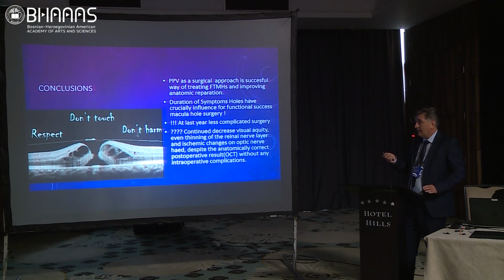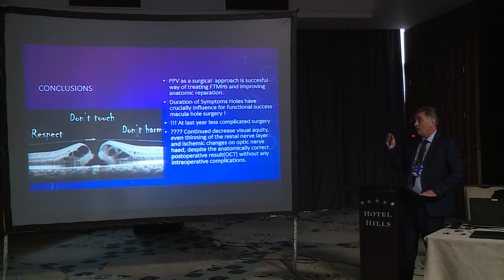And my question for this panel, I hope we will be fast: even with continued decrease in visual acuity, thinning of the retinal nerve layer, and ischemic change on the optic nerve head, despite the anatomically correct postoperative OCT result without any intraoperative complication, maybe someone on the panel has an answer. I think the functional process goes worse even if we close the macular hole. Thank you very much.